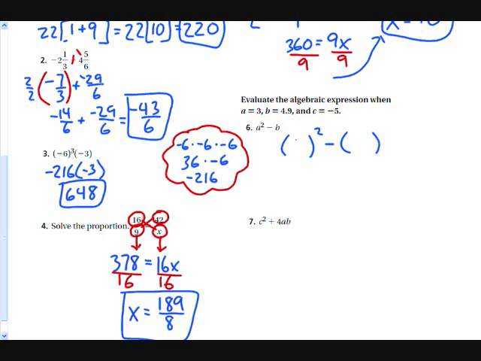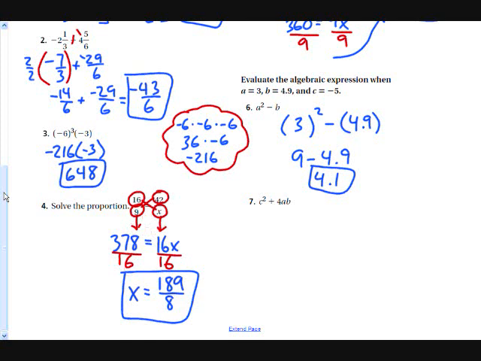And it tells me that a is 3, so I plug the 3 in. It tells me that b is a 4.9. So I plug that in, and now I just have to follow order of operations. So I'm going to do the 3 squared, and 3 squared is a 9 minus 4.9. When I subtract 4.9, that's going to give me a 4.1. And that's it. Okay, so we plug the values in and then follow order of operations.